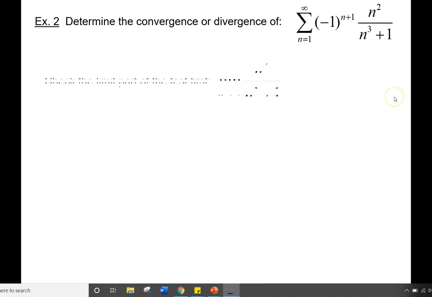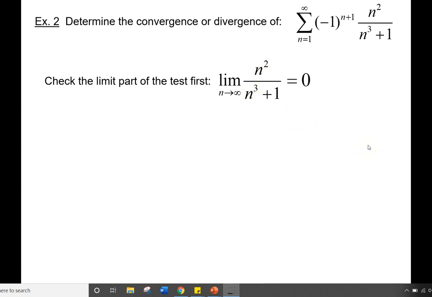So let's first start with taking the limit. We want to take the limit as n goes to infinity of that sequence. You can use L'Hopital's rule if you want to, but remember we talked about comparing the degree of the numerator to the degree of the denominator when you have a rational fraction like this. Because the denominator is a larger degree, the whole thing is going to go to 0.